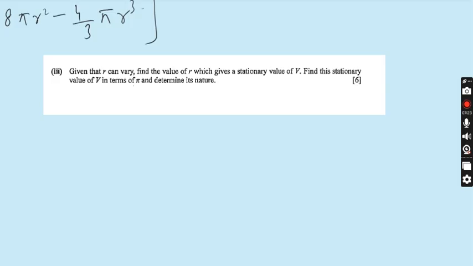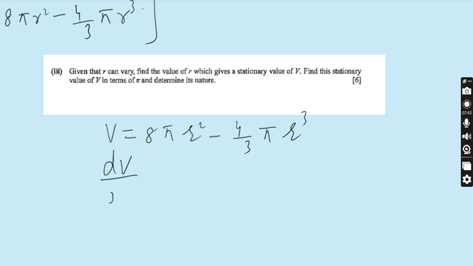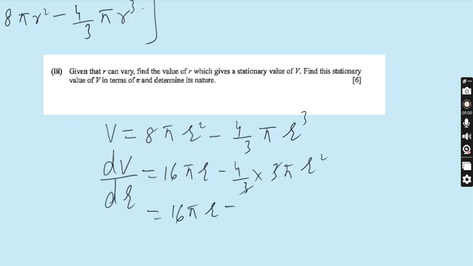So first write the value of volume which we have found in the previous part: V = 8πr² − (4/3)πr³. First find the derivative of V with respect to radius r. dV/dr = 16πr − (4/3)·3πr², which gives 16πr − 4πr².